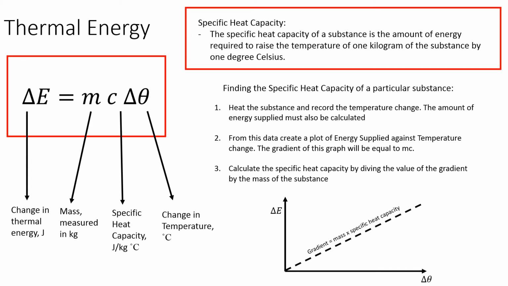I'm not going to actually tell you how to do that in this video, that's going to be a later video. From this data, you're going to create a plot of energy supplied against the temperature change, and the gradient of this graph is going to be equal to the mass times the specific heat capacity. And then you're going to calculate the specific heat capacity by dividing the gradient value by the mass of the substance.